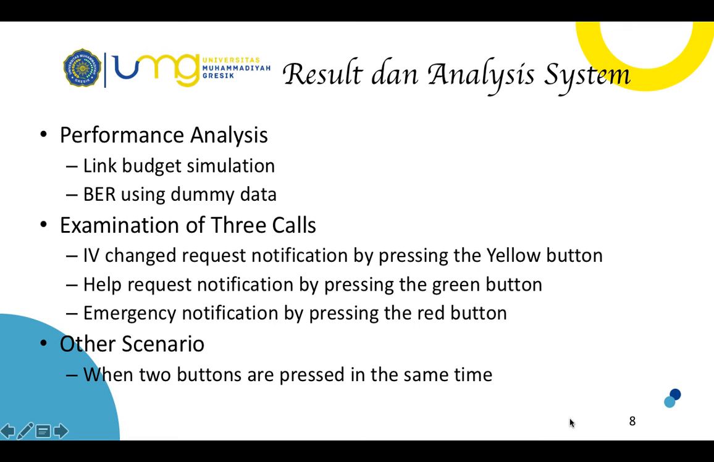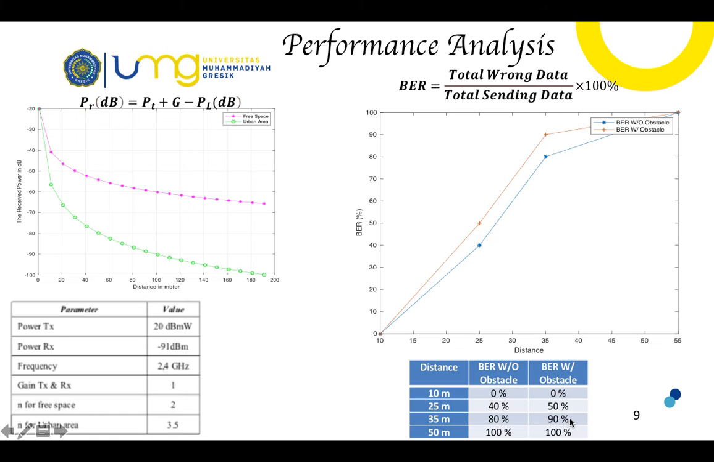To know how the system can operate properly, we need to check three examinations, such as performance analysis. We will check the link by simulation and the bit error rate by using dummy data, and the examination of three calls, such as IV change request notification, help request notification, and emergency notification. And the last is another scenario when two push buttons are pressed at the same time.